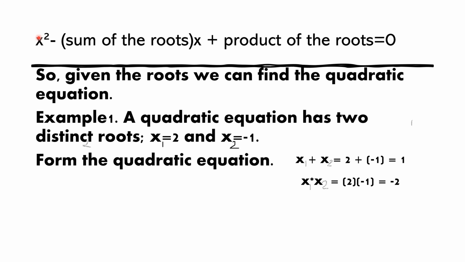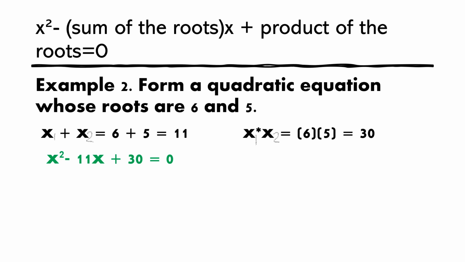So ngayon, sundin natin yung formula. Ilalagay lang natin ang x squared. X squared minus, kaya minus siya, and sum of the roots, which is 1, understood there is 1 here, times x. And then, this is product of the roots, which is minus 2, is equal to 0. Ganun lang.